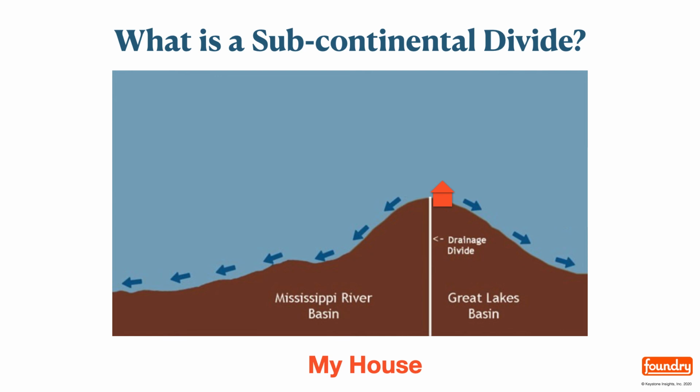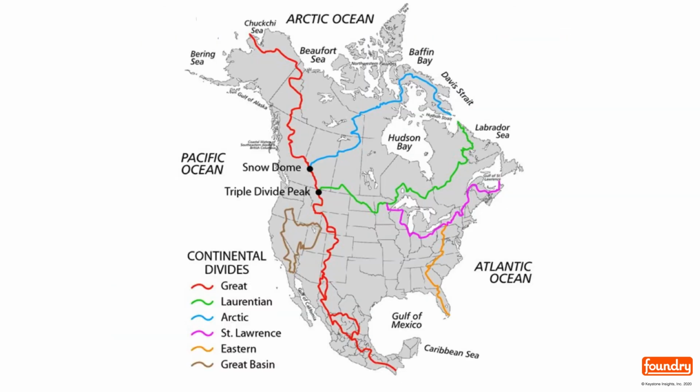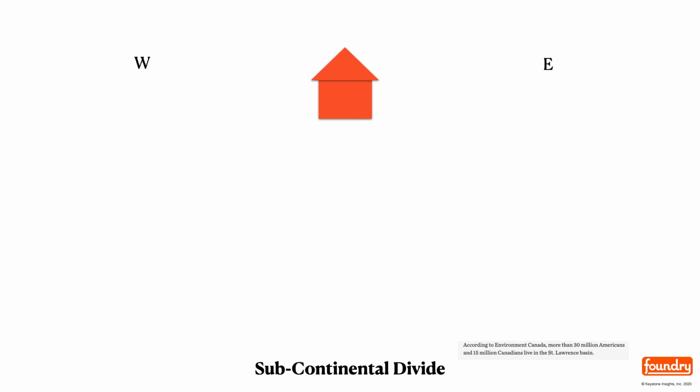My house sits on top of a hill, and when it rains, all the water on one side flows to Lake Michigan and then the Atlantic Ocean. And all the water on the other side flows to the Mississippi River and the Gulf of Mexico. So on a map, it looks like this. The long red line is the Rocky Mountains. My house sits over here on a smaller divide of the Great Lakes Basin. So again, it looks like this.